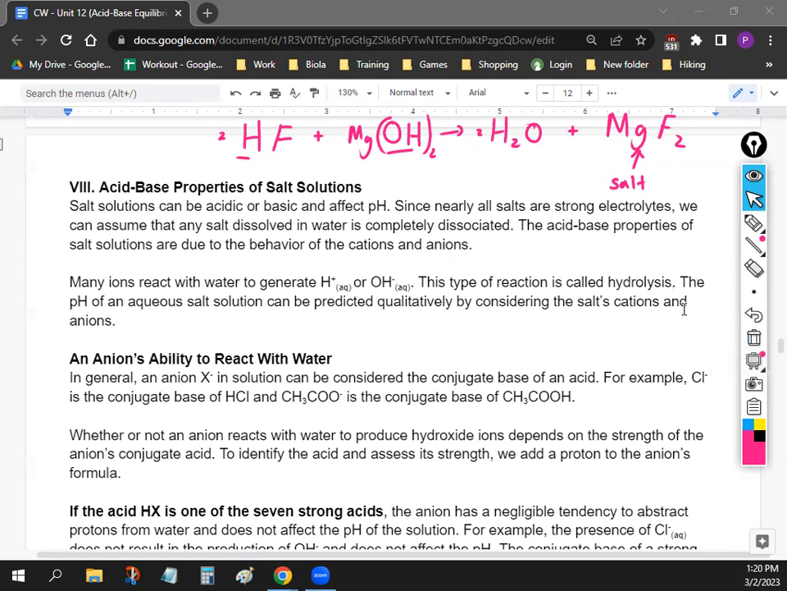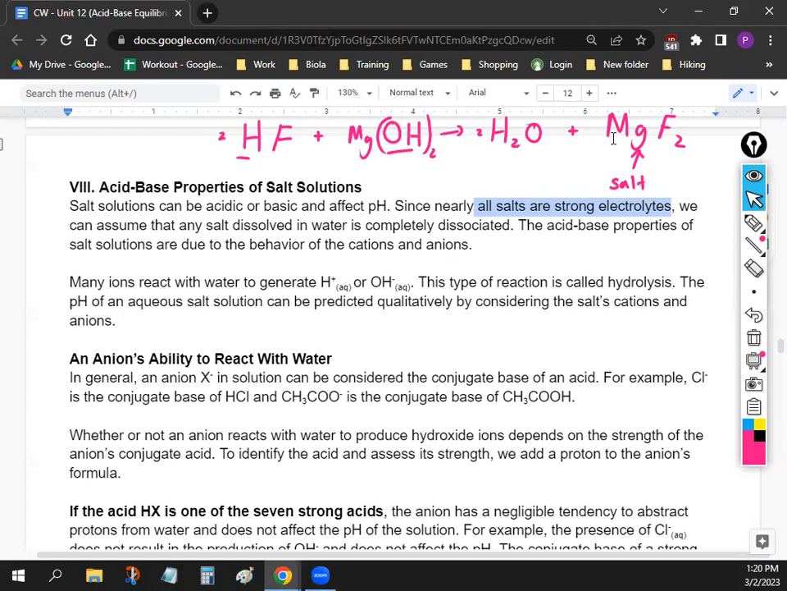Okay, so that's what a salt is. Now, the thing about salts is that when you put a salt inside of a solution, I want you guys to write this down somewhere. Nearly all salts are strong electrolytes, so they dissociate completely. Salts aren't like weak acids where only some of them dissociate. Almost all salts, there's a couple exceptions, are strong electrolytes. So if I put MgF2 inside a solution, it will dissociate completely. Mg and F.